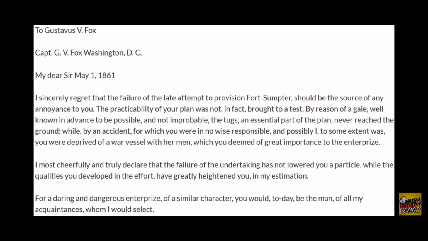This letter shows intent to draw the South into the war and appear to have the moral high ground with the Northern Americans who were at the time opposed to the idea of war with the South. The plan worked well, and the North was outraged by the bombardment of Fort Sumter. As you know, a long, bloody civil war followed.